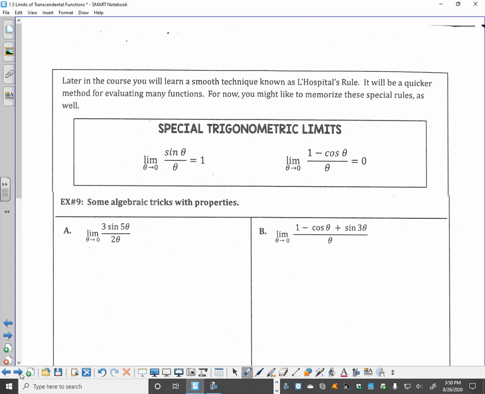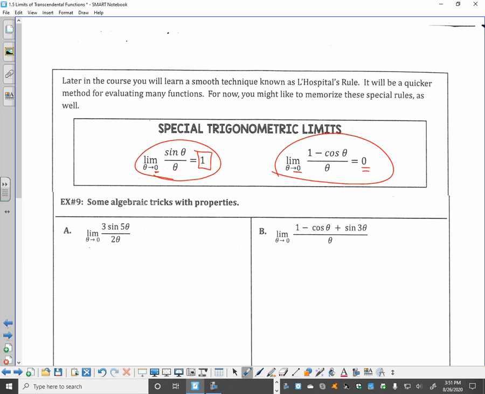Later in this course, you'll learn a smooth technique known as L'Hopital's rule. It will be a quicker method for evaluating many functions. But for right now, you don't know that because you don't know how to take a derivative. So you got to memorize. You need to know these two. Now notice, it's the limit as theta approaches 0. These special limits do not work unless you're headed to 0. This one is sine of theta over theta. That's a 1. This one's 1 minus cosine of theta over theta, and that's a 0.